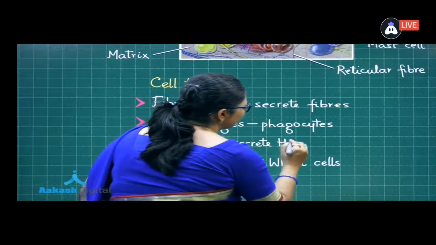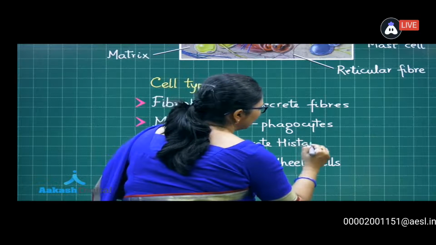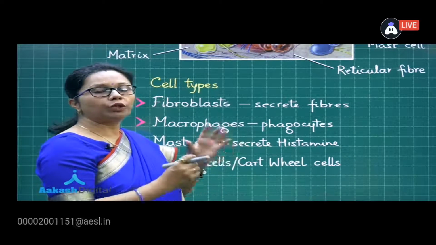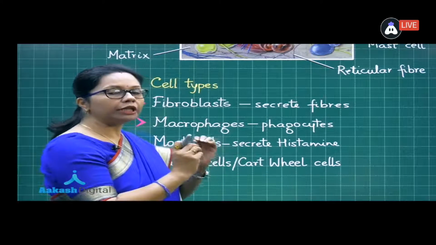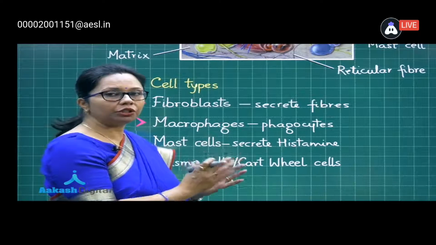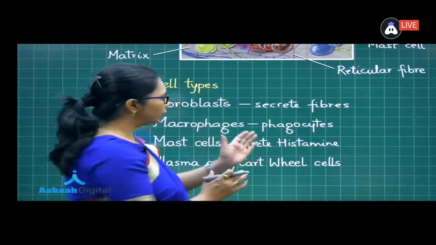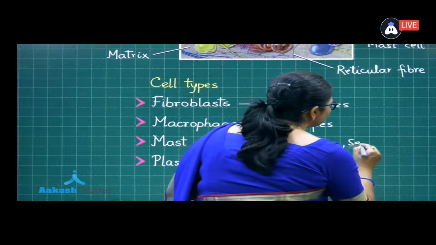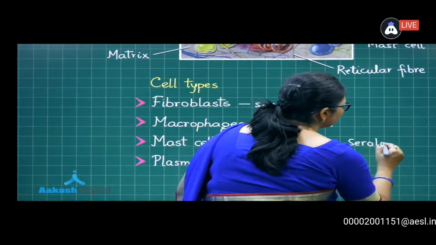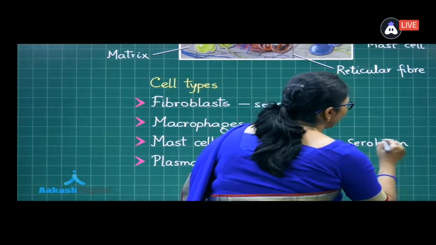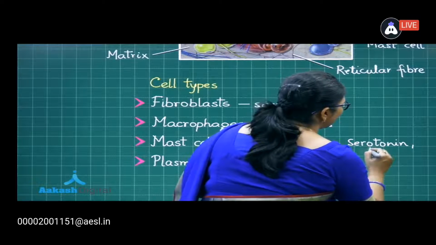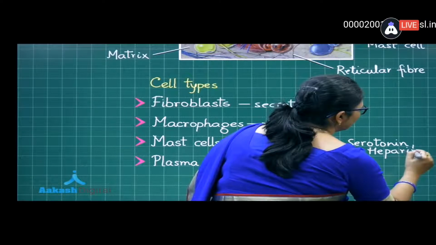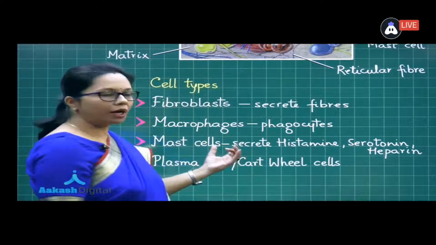The mast cells, these are oval cells, and they secrete histamine, which is a very potent vasodilator. That means it will increase the cross-sectional diameter of the blood vessels, arteries and arterioles. Then there is serotonin, this is a vasoconstrictor, that means it will reduce the diameter, and also there is one anticoagulant, heparin. So these are secreted by mast cells.